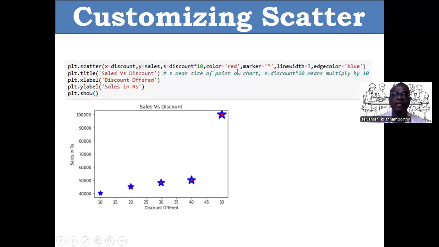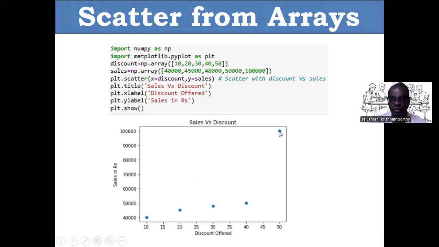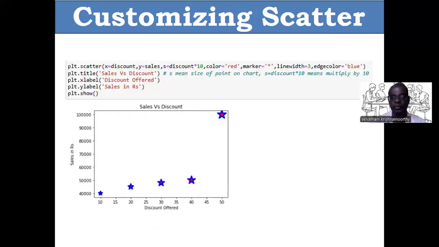This color means red. All are red. See here, red. Line width, I want to make line width as thickness. Edge color equal to blue. See, the edge color is blue. Marker will be star. That is why we got star. Before we didn't get any star. We got only dot. Instead of dot, I want one star. With the red color, the line thickness of the star should be 3. The line color should be blue. Okay, that is what I meant. I hope this s equal to discount star 10 you can understand.